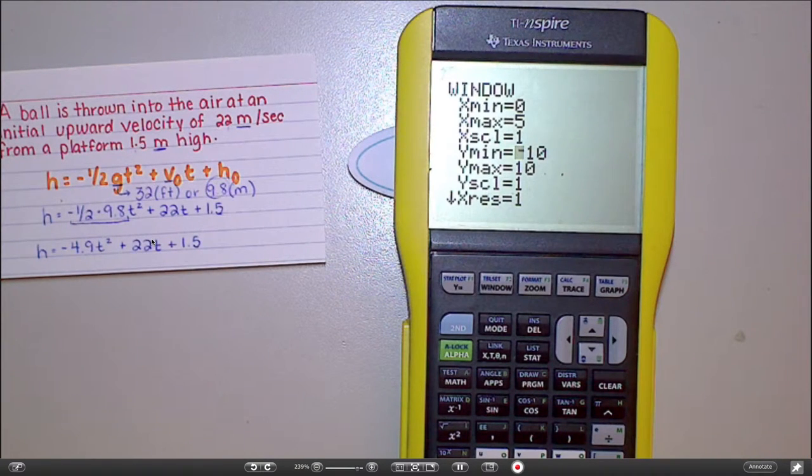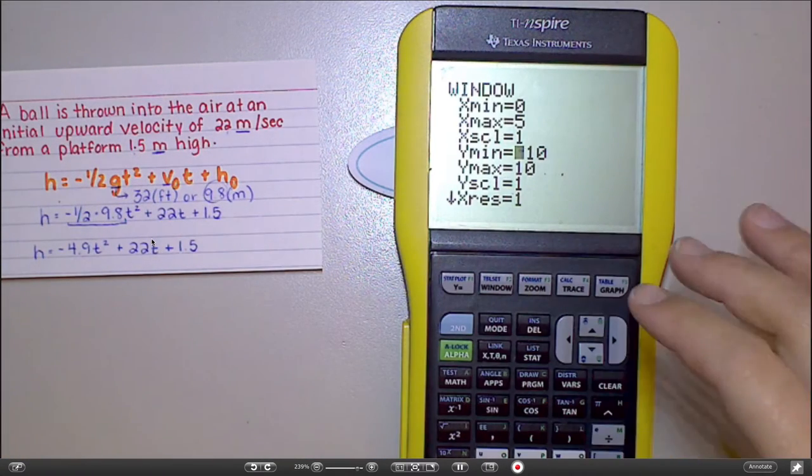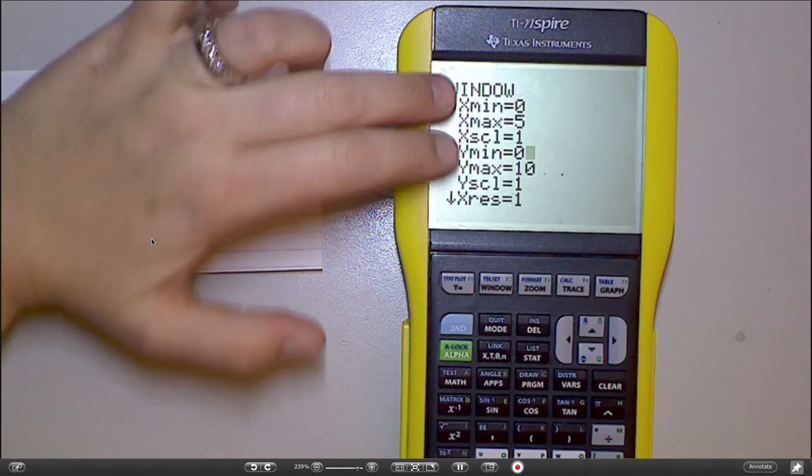But now y's represent your height. So my height, the lowest height I'm going to need to look at is also 0 because this baseball is not going underground. And if I had negative height, that would mean I was going underground. So both of your minimum values are always going to be zeros.